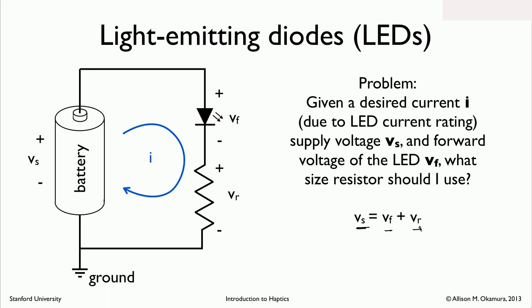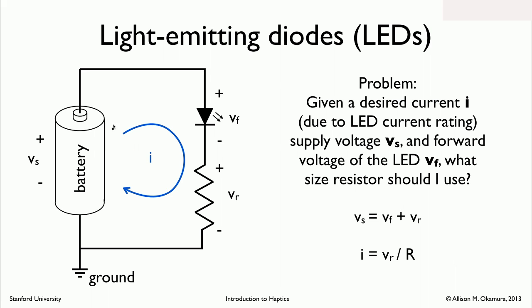And then the second equation you need is as follows. It's simply Ohm's law again, which we looked at earlier when we examined the resistor. And that is that the current going through the resistor is equal to the voltage drop across the resistor divided by the resistance value R.